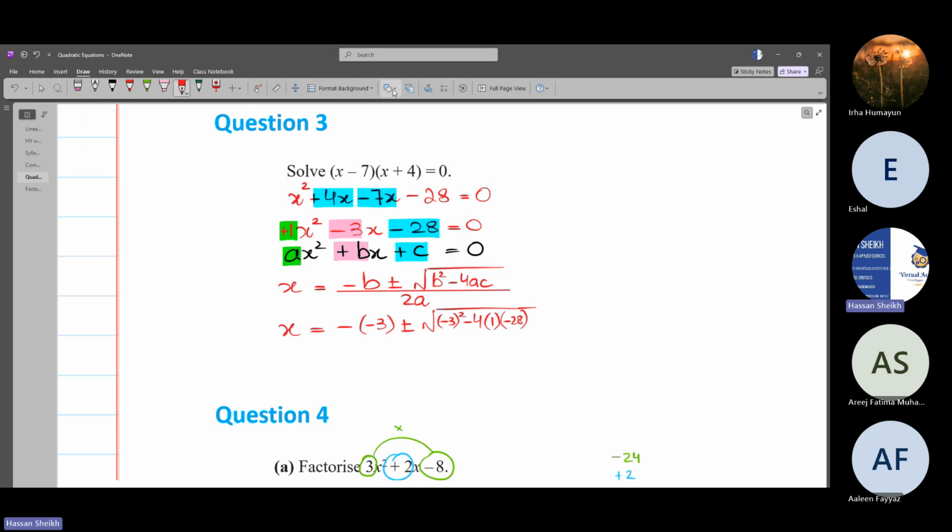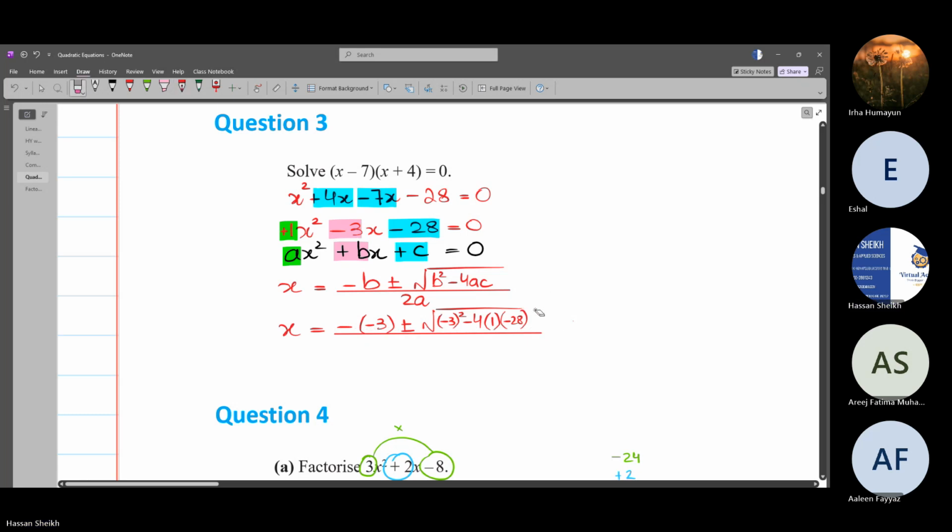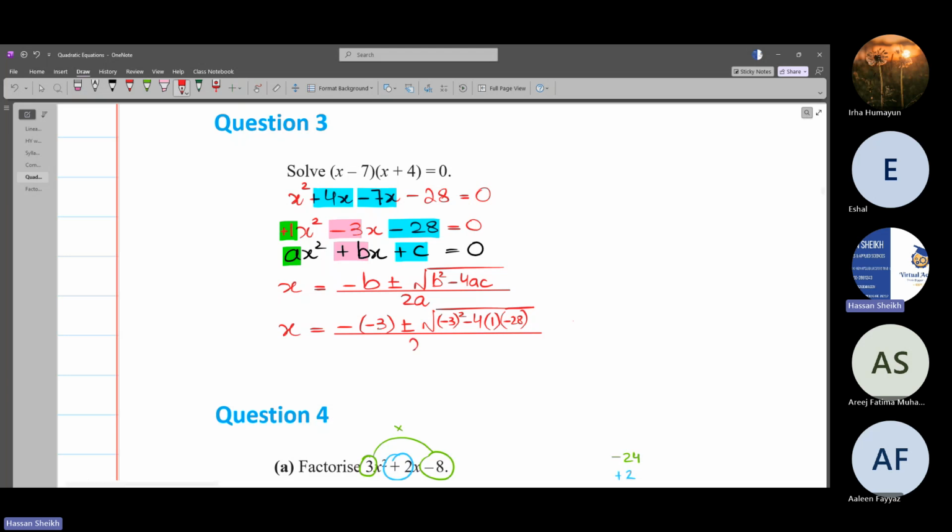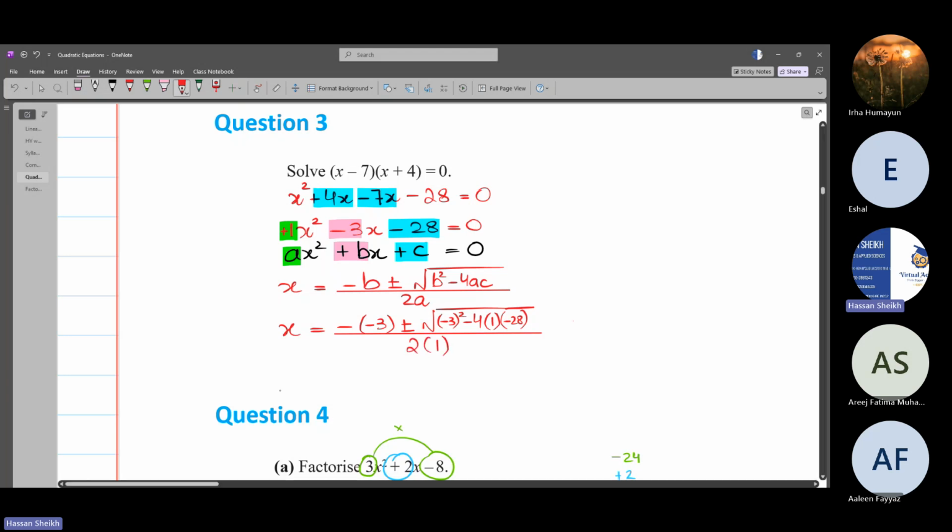And then 2a. What is 2a? 2 times a. What is a? 2, 1. 2 times 1. Okay. Now, because I have less space, I would write the answer directly. But for you, what you do, look, let me tell you, you need to put that in the calculator.